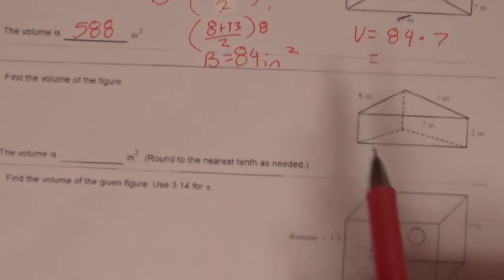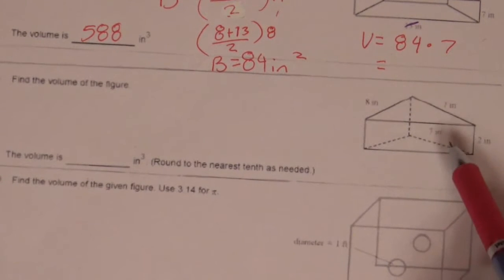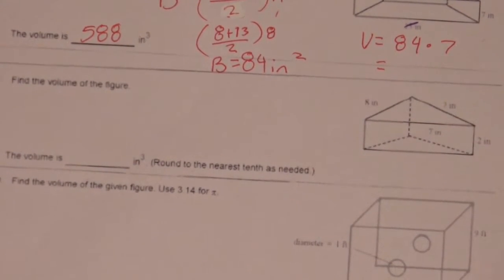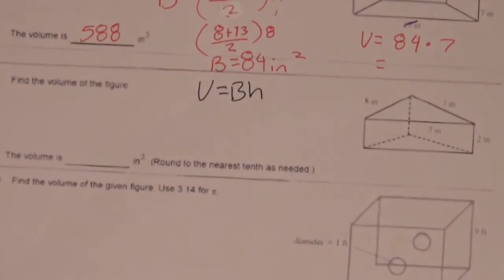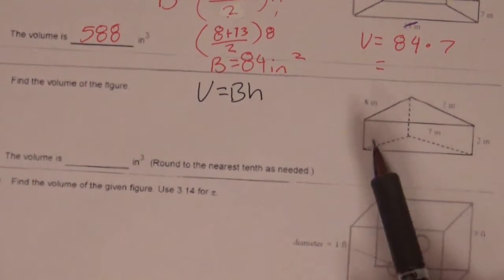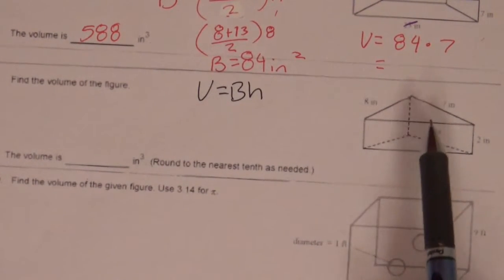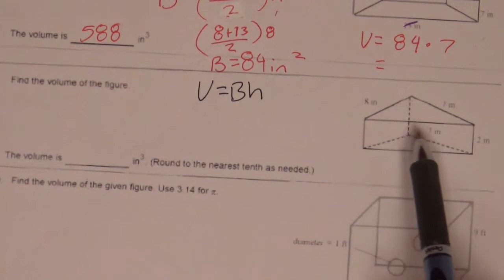Alright, same principle for this problem right here. First off, we know we're going to have to use this equation again because there is nothing in our formula sheet that shows this particular problem. It's just not there. However, I do know I can find volume by base times height. So what is my base? My base happens to be a triangle.